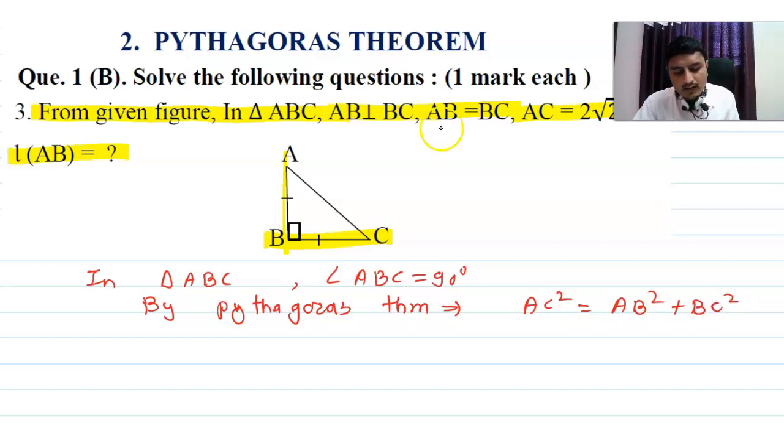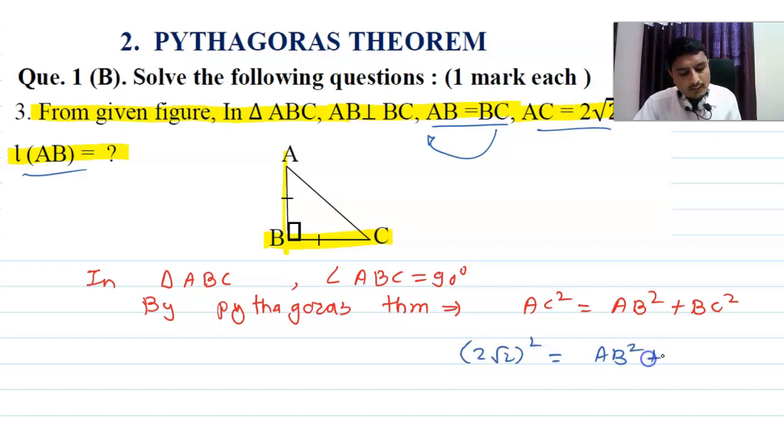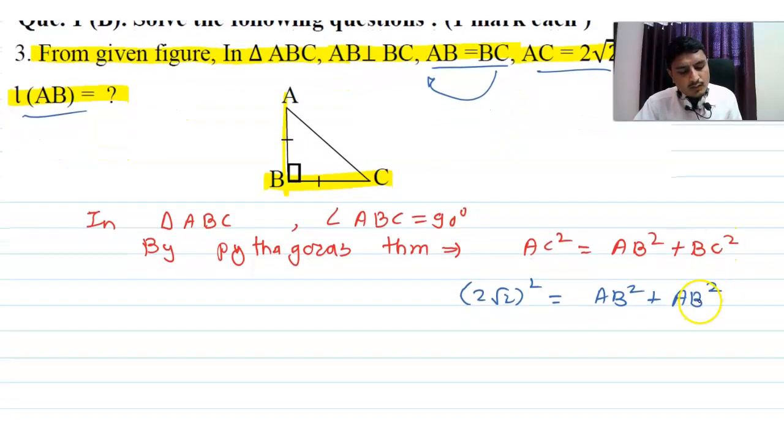Now as per the given data AB equals BC, so we can replace BC in terms of AB, because here we have to evaluate the length of AB. The AC value is given already as 2 times root 2. So 2 times root 2 the whole square is equal to AB square plus BC, which is the same as AB. We are replacing BC in terms of AB, so BC square is equal to AB square. So 2 square becomes 4, while root 2 square is 2, and that equals AB square plus AB square, which is 2 times AB square.